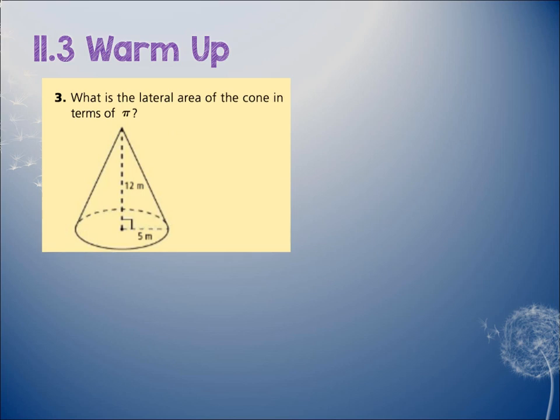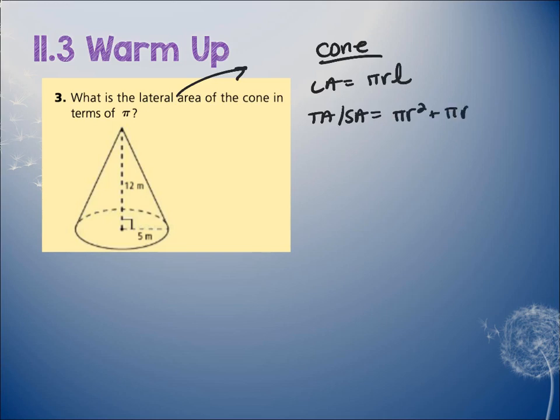Okay, number 3, now we switch to cones, which hopefully are a little bit easier because you don't have to worry about what type of base they are. For a cone we've got 2 formulas. Lateral area is pi r L, and total area, or surface area, is pi r squared plus pi r L, or pi r squared plus the lateral area if you already found it. So in this example, it says what's the lateral area of the cone in terms of pi. So I need lateral area. I need pi r L. 5 is my radius. 12 is the height.